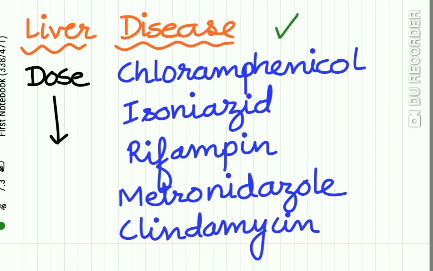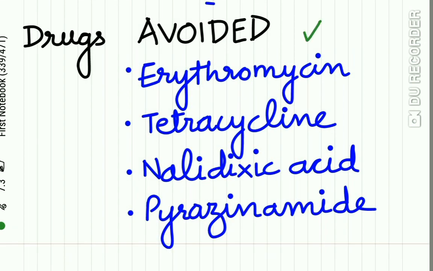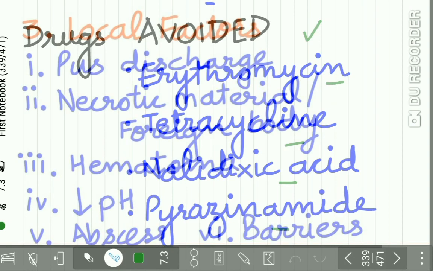Now, in patients with liver diseases, the dose of the drugs should be reduced, and these drugs include chloramphenicol, isoniazid, rifampin, metronidazole, and clindamycin. And the drugs avoided during liver failure are erythromycin, tetracycline, nalidixic acid, and pyrazinamide.